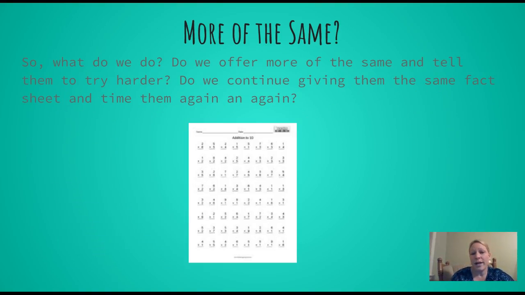More of the same, so what now? Do we offer more of the same and tell the kids to try harder? Do we continue giving them the same fact sheet again and again and continue to time them? No, that breeds a lot of anxiety. Jo Boaler, author of Mathematical Mindsets, states, this idea is wrong and it is critical that we remove this from the classrooms. They play a large role in the production of math-anxious and disaffected students.